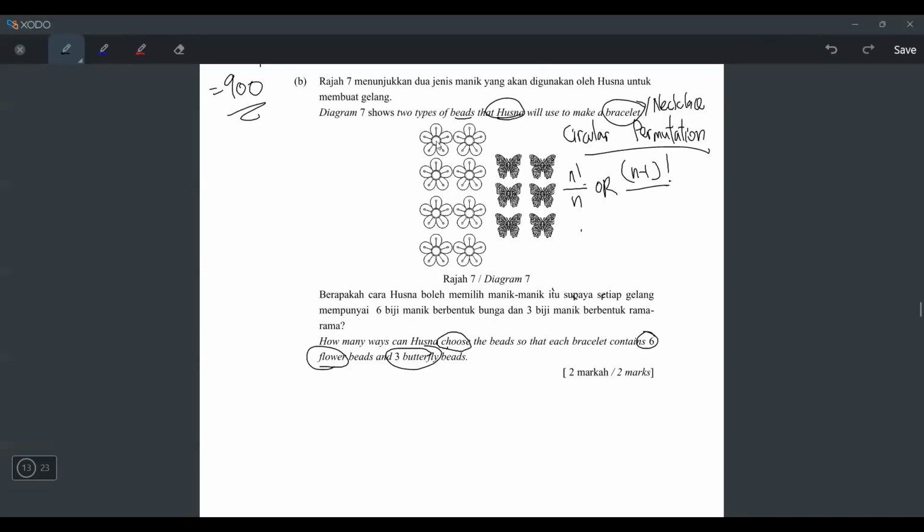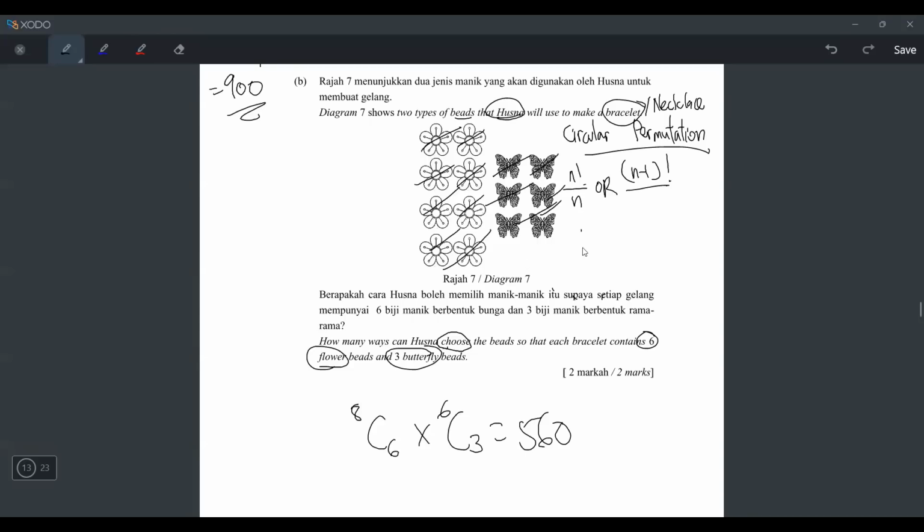So how many flower beads we have? 1, 2, 3, 4, 5, 6, 7, 8. So 8, but I'm choosing 6. And then 3 butterfly. But we have 6 butterfly here to choose, and we have to choose 3. And then times together. So once you press this, you automatically get the answer already. Okay, 560. It means there's 560 ways of choosing the beads.